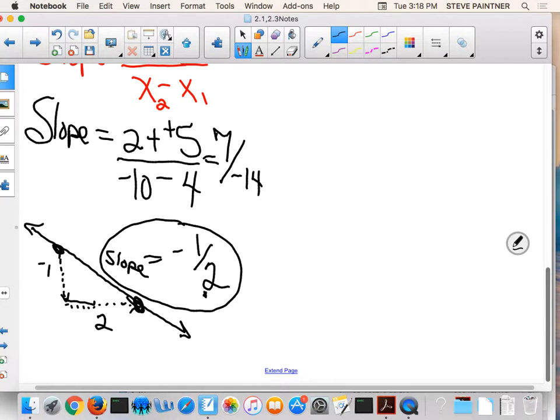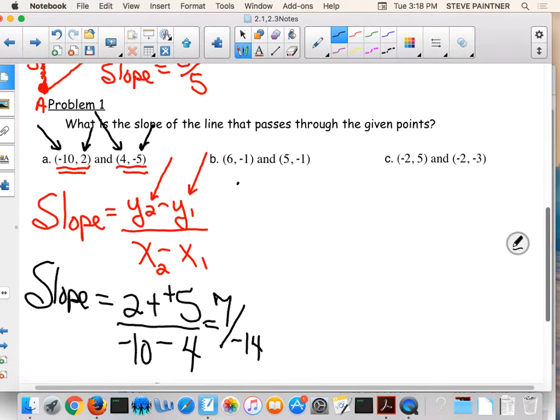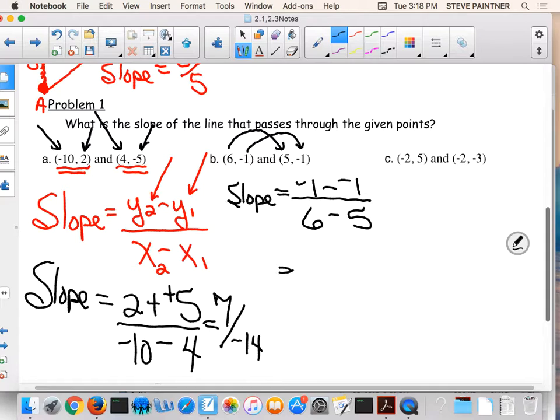The slope of the second one, let's do it quickly, I'll go a little quicker now. I'd take the y value -1, subtract the other y value -1. Here I take the 6 and subtract the 5. Now remember, if you start with this -1 minus this -1, you have to go the same direction. You start with the 6, you take away the 5. On the top, you'd get 0. On the bottom, you'd get 1. So what's the slope of this line? The slope of this line would be 0.